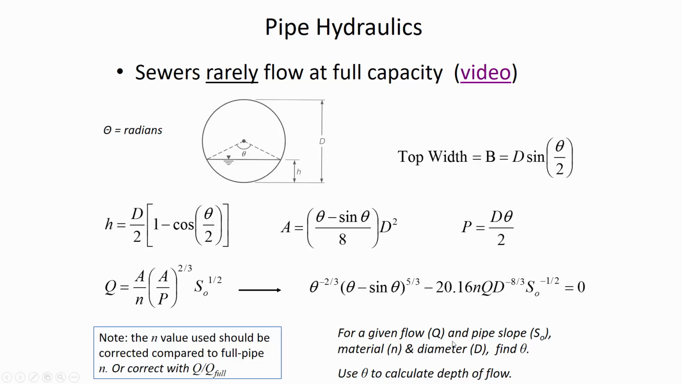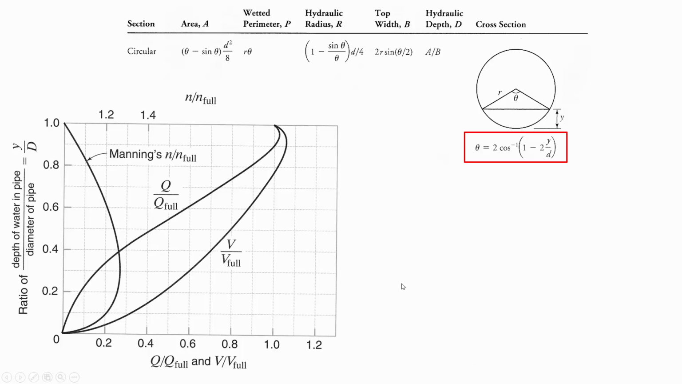So you're given a flow rate and a pipe slope, an n value, the material roughness factor n full for when the pipe is full, and the diameter. And in a lot of these problems, you'll have to solve for theta in order to find the depth of flow. Now here's that graph that I was mentioning.